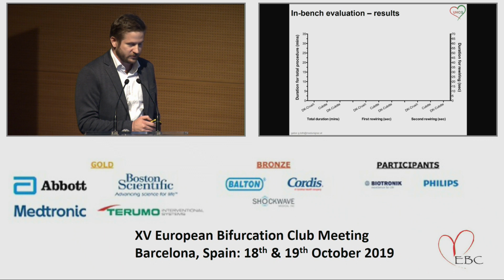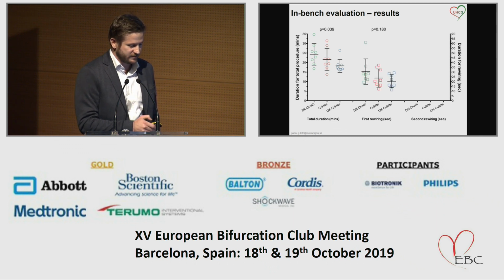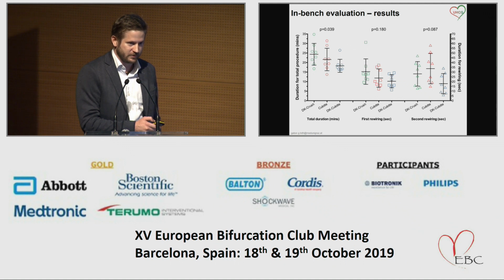And first of all, as said, we evaluated procedural characteristics. We focused on total duration of the procedure and rewiring times, representing the difficulty of the cases. There was a significant difference in total procedural time, favoring, interestingly, the DK-Culotte, despite this additional step. And as you can see, the first rewiring was very similar for all procedures, of course, just the same for Culotte and for DK-Culotte. But the second rewiring was much quicker, we can say even easier, as compared to conventional Culotte, when the first kissing was already performed.